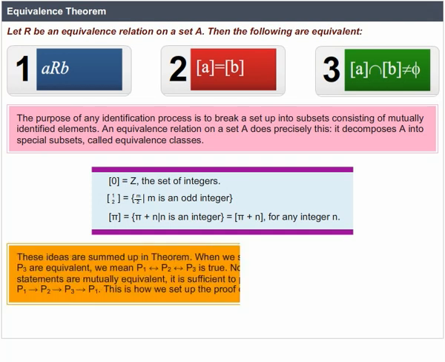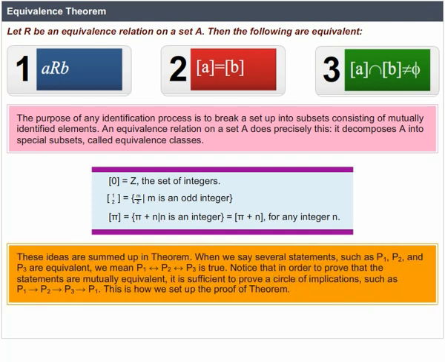These ideas are summed up in a theorem. When we say several statements such as P1, P2 and P3 are equivalent, we mean P1, P2, P3 are all true together. Notice that in order to prove that the statements are mutually equivalent, it is sufficient to prove a circle of implications such as P1 implies P2, implies P3, implies P1. This is how we set up the proof of the theorem.